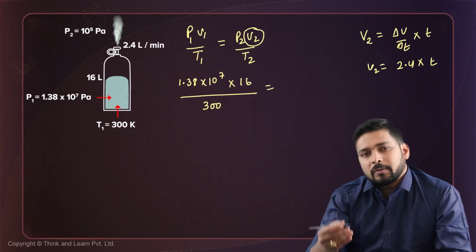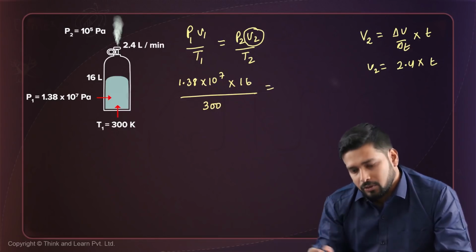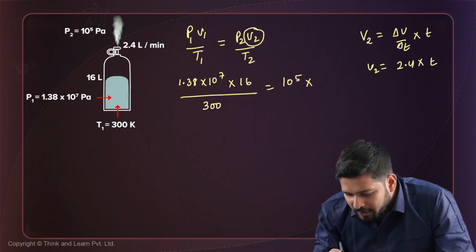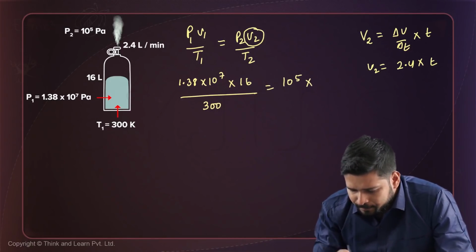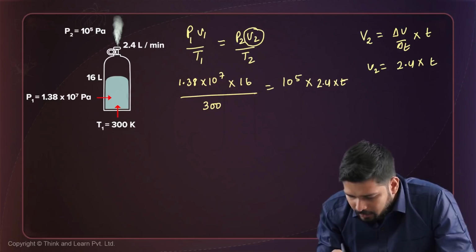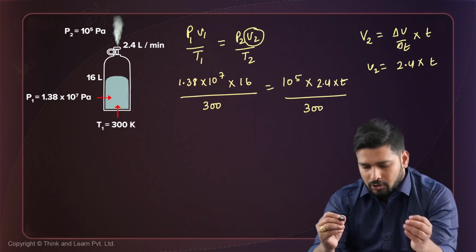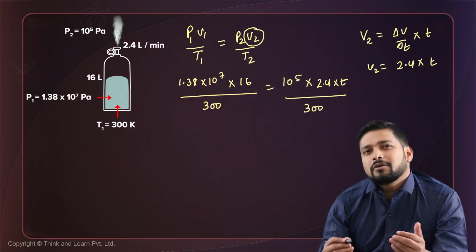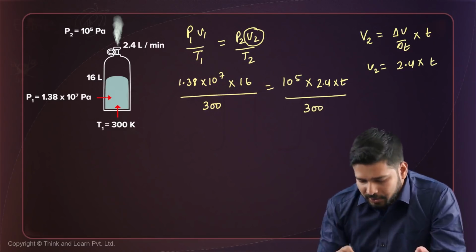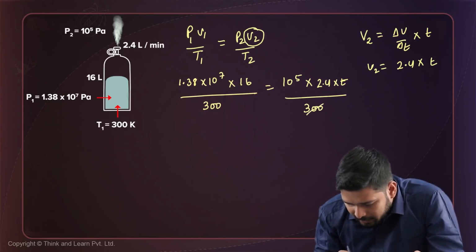P2 is, of course, because the gas is leaking out into the atmosphere, so the pressure outside will be equal to 10 to the power 5 Pascal into V2. Just now we figured out V2, right? So V2 is 2.4 times T, right? And this divided by 300. Yeah. So we got our expression. Now all we need to do is calculate and find this value of T, because T is what is asked in this question. So let's just quickly calculate this.